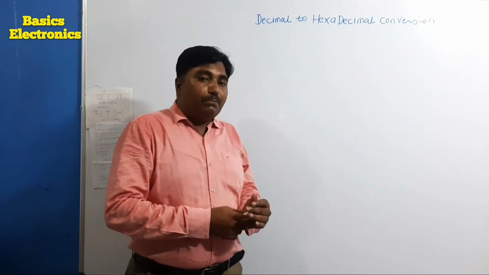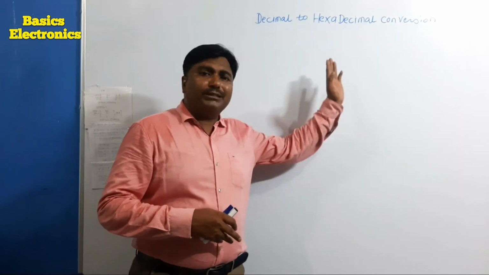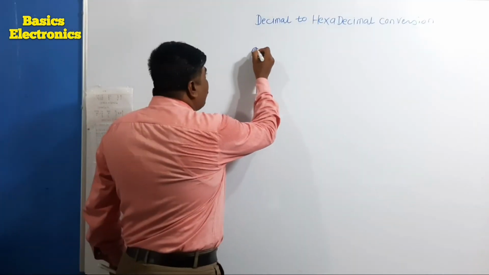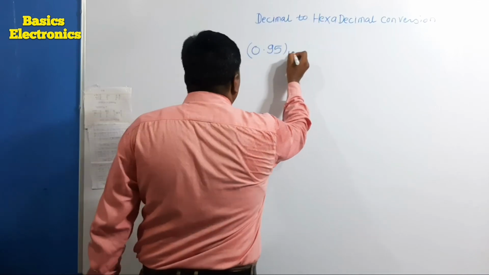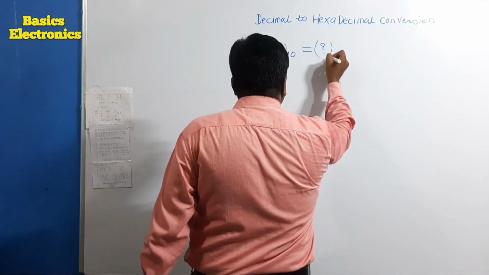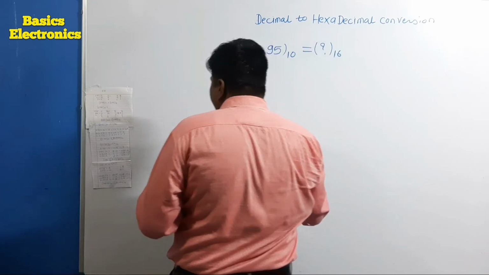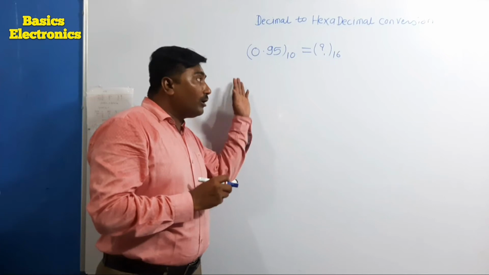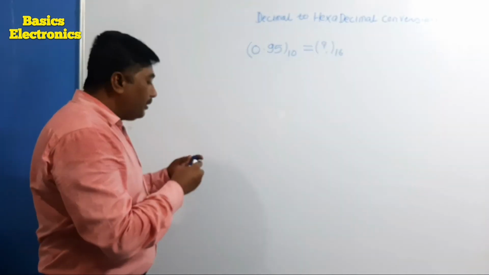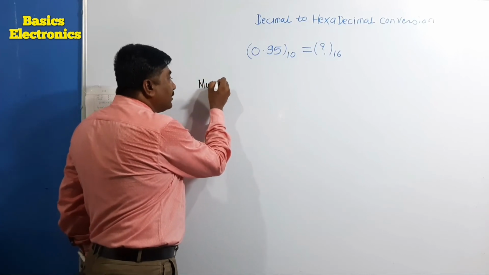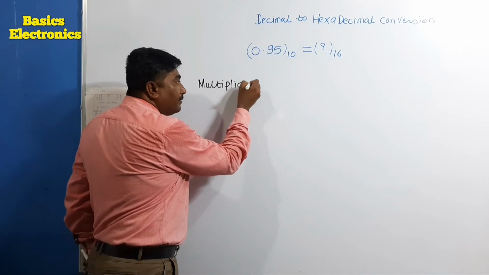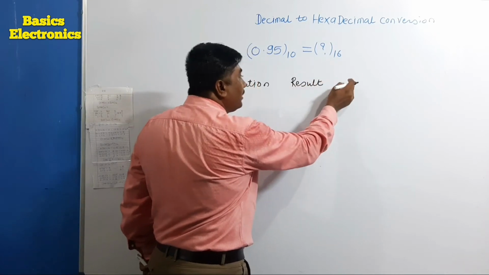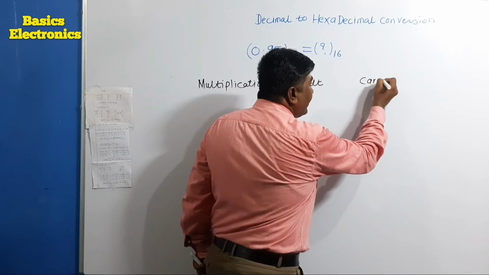So we take one example and while solving it we see all the steps. Okay. The example is 0.95 base 10. We have to convert this into hexadecimal. So again we make the same columns without lines. Here instead of division, what do we do? We do multiplication. So here we write down multiplication. The next column is for the result. We make a bigger column for the result and here the carry.